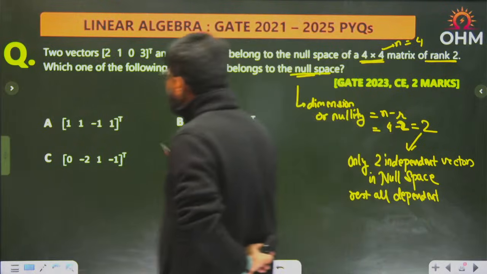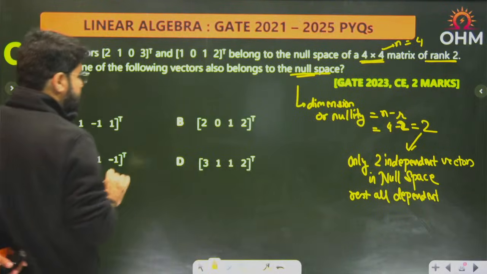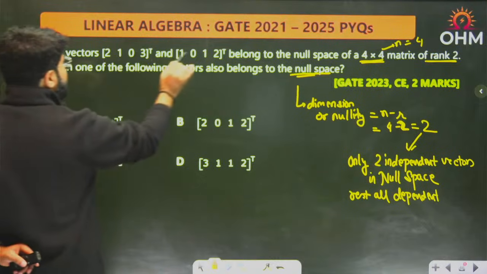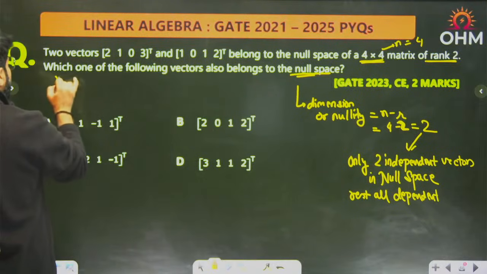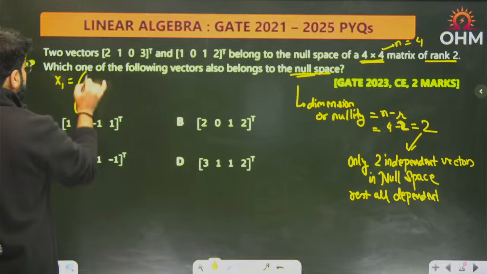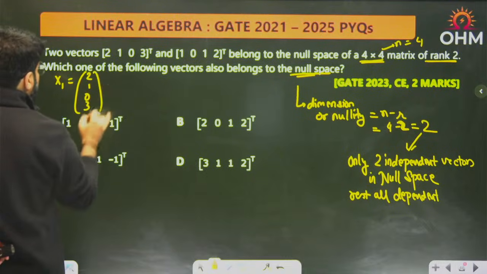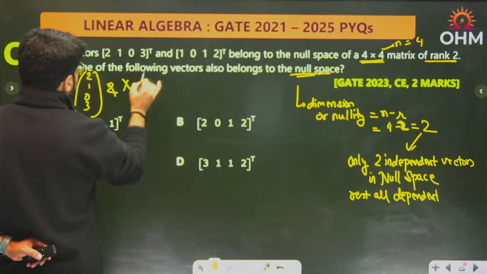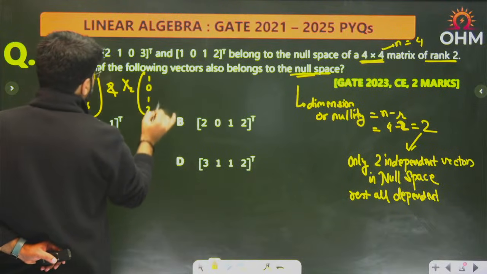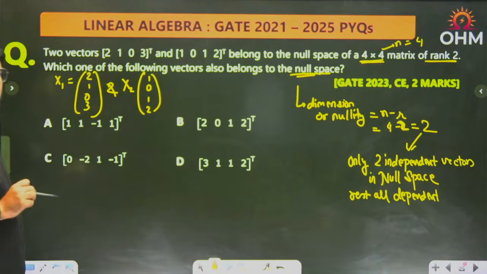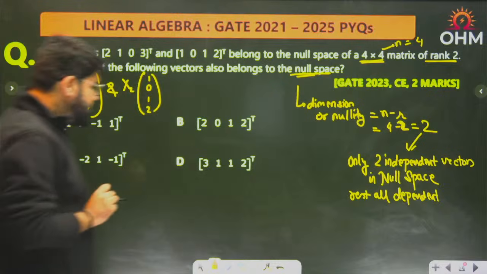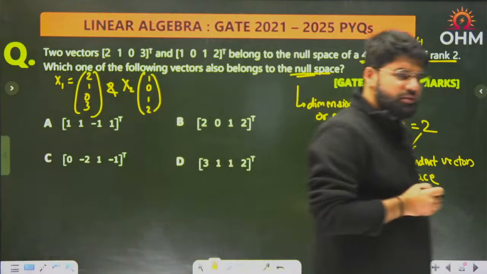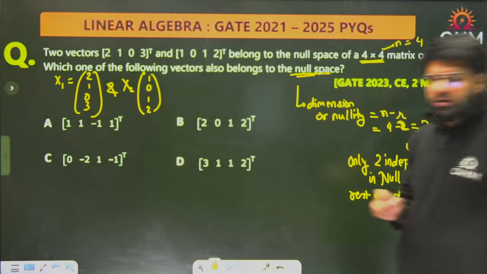Now see here, listen to the next logic. Given 2 vectors, (2,1,0,3) and (1,0,1,2). Let me write it here. X1 in the transpose form is (2,1,0,3) and X2 is (1,0,1,2). First of all, are they dependent or independent? Listen to this question carefully. Are these two alone dependent or independent?